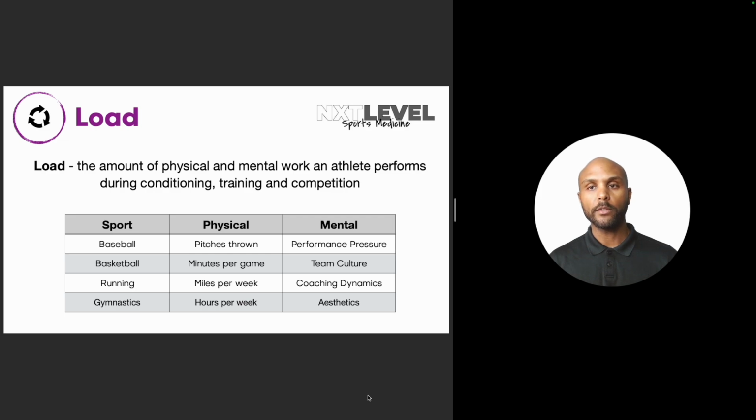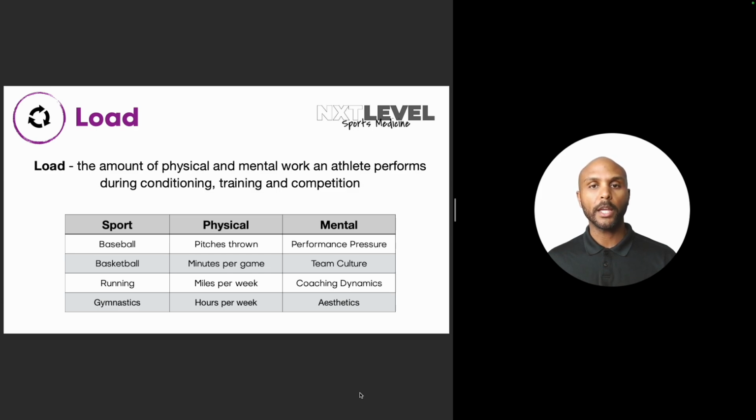So basically, load is the amount of physical or mental work that an athlete performs during competition, training, or conditioning. So these are some examples of what the load might be in a specific sport. For example, the sport may be baseball, where the athlete's load is how many pitches are thrown. But that's a physical load, right? There's also a mental load, where there's a lot of performance pressure. So if you're going through the playoffs, the load mentally may be higher than if you're in exhibition games, even though the physical load is the same.